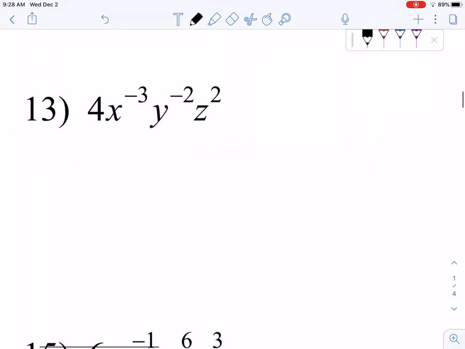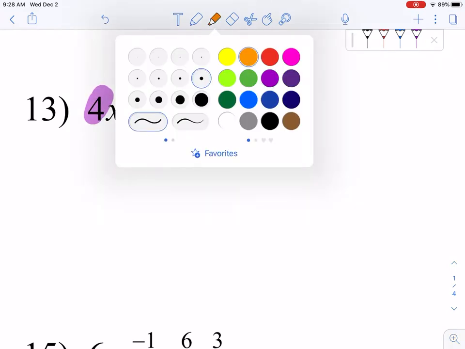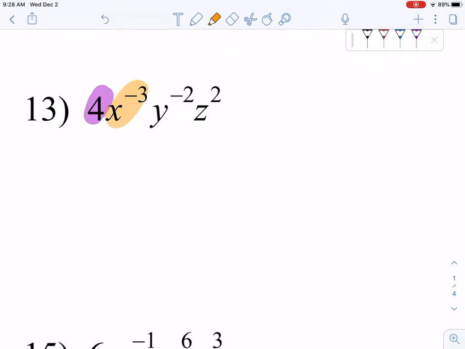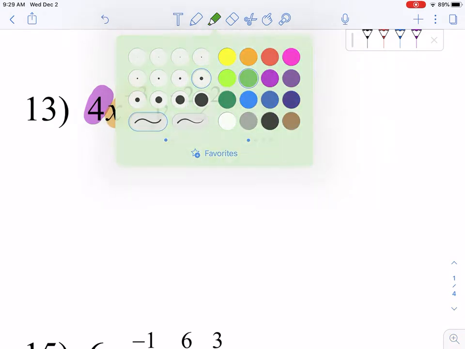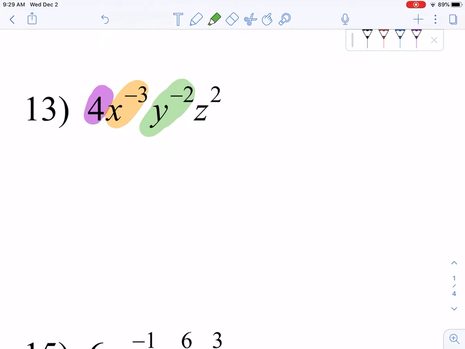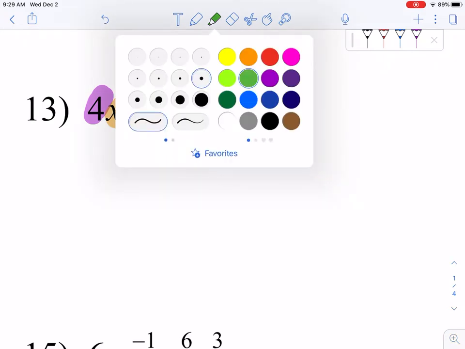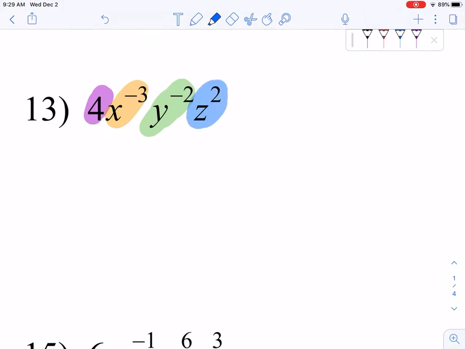All right. So we're looking at this piece by piece. Remember, 4 is its own thing. That's 4 to the 1st power. X to the negative 3rd, that negative 3 is attached to the x. Y to the negative 2nd, that negative 2 is attached to the y. And z to the positive 2nd.